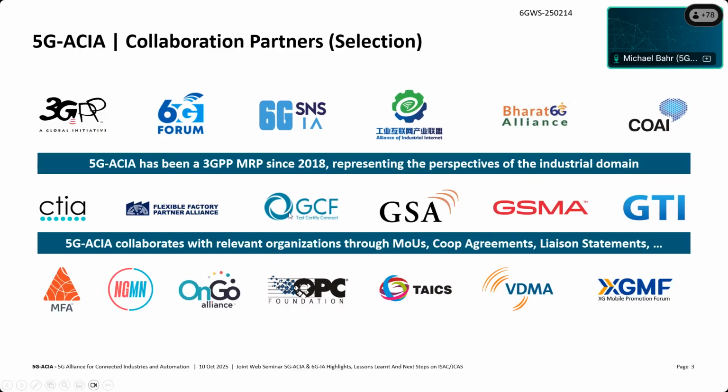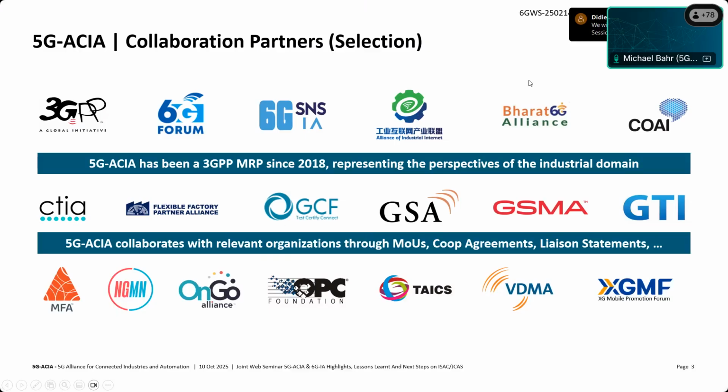So you may see several things which are similar to projects in standardization. Some things are different for 5G-ACIA, but we are engaged in standardization. We have connections or collaborate with several partners like 6G, SNS, IA, which is today, but also with 3GPP and other standard organizations and standard-related organizations.